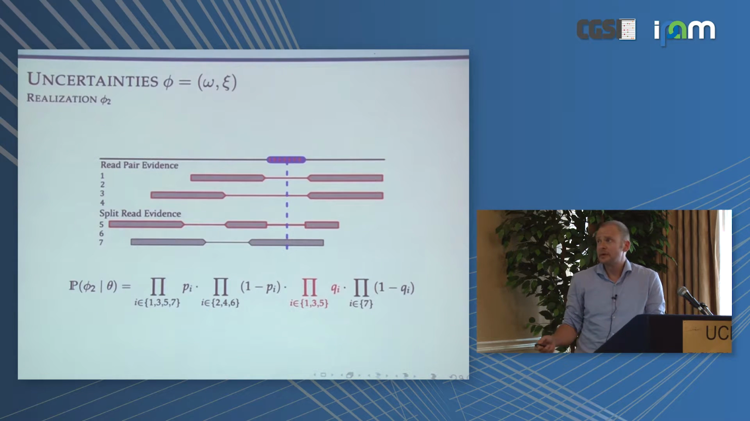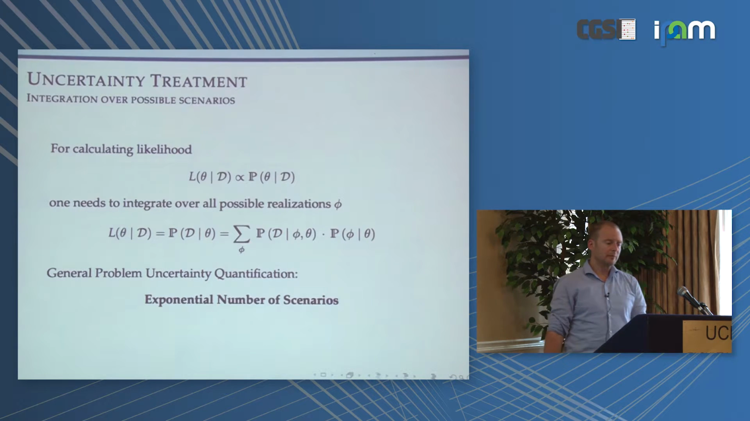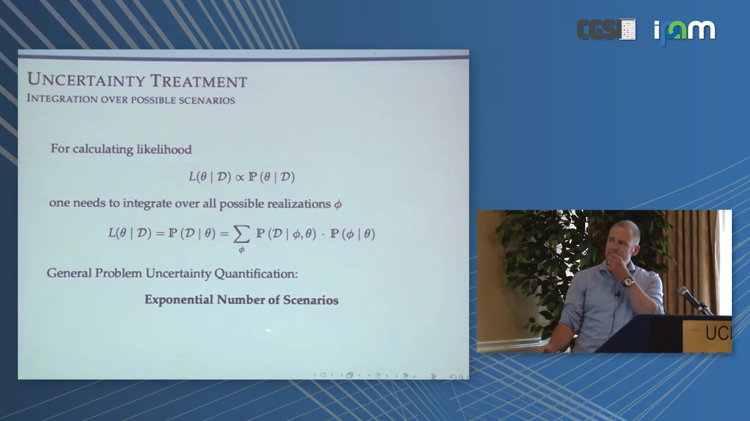Okay, this picture could also be a correct one, and we also get a probability for this one. So this is less likely, but it still could happen. Overall, the big problem is that I would like to compute this likelihood function really fast, but I have to integrate over all the possible realizations phi. This is a big sum, and this is an exponential number of scenarios.